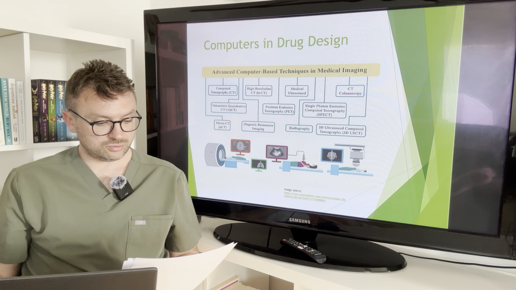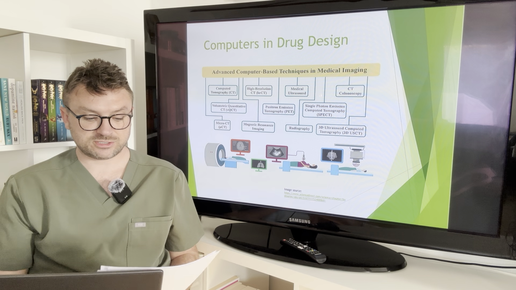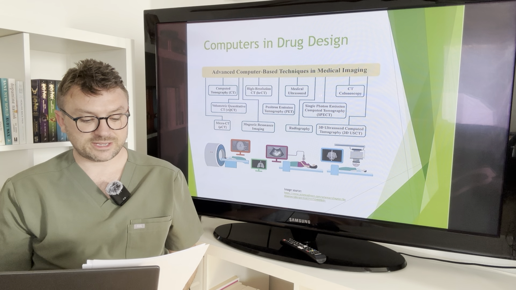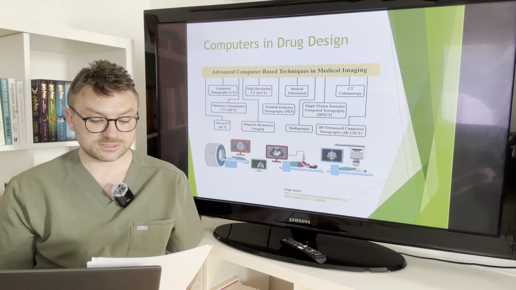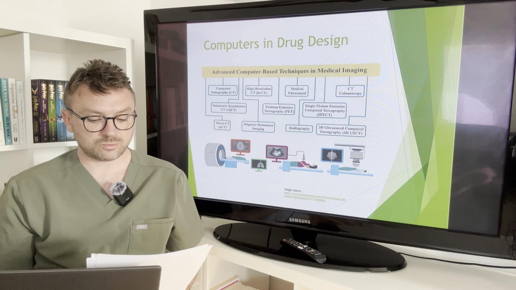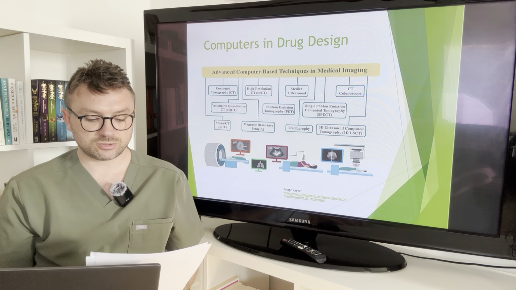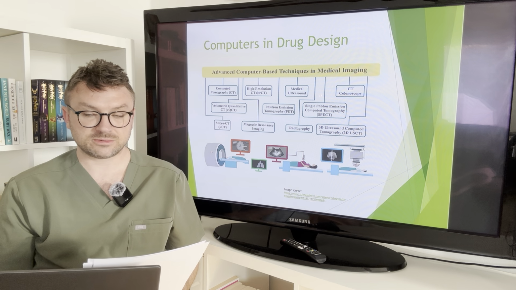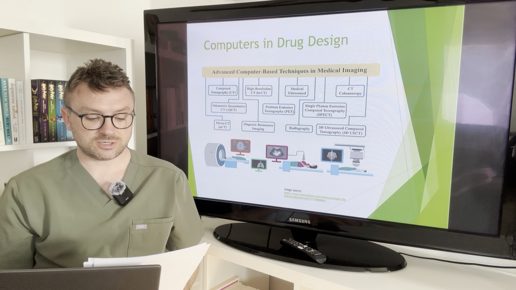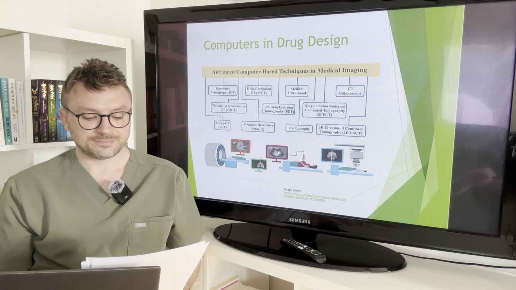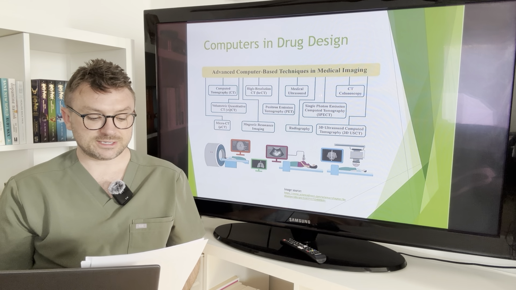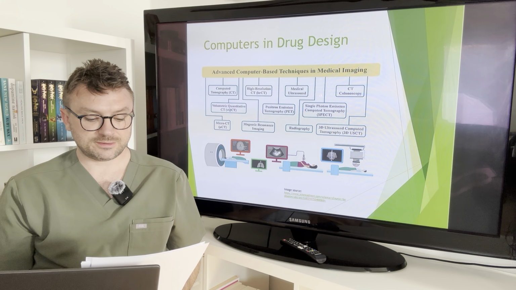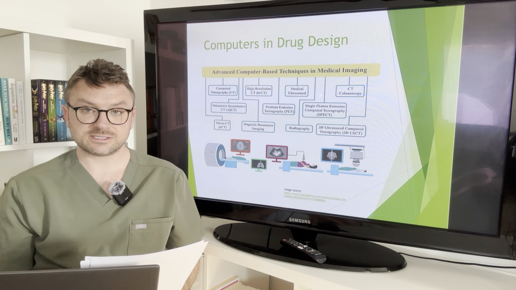We now move on to computers in drug design. Computers have transformed pharmaceutical research and development. Traditionally, drug discovery relied heavily on laboratory experiments. While laboratory work remains essential, modern computer techniques allow researchers to predict molecular behavior before compounds are synthesized. Computer-aided drug design enables scientists to visualize molecules in 3 dimensions and predict how they might interact with biological targets. This reduces the number of compounds that need to be synthesized and tested experimentally.